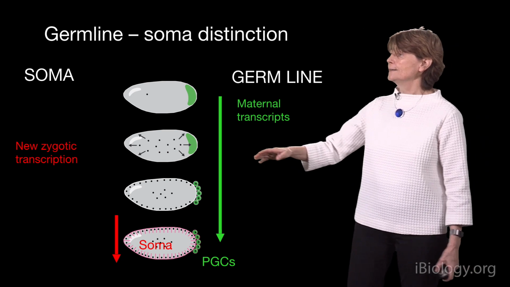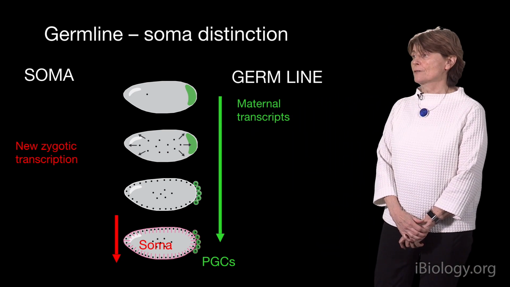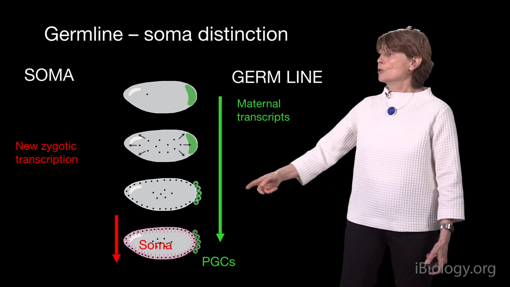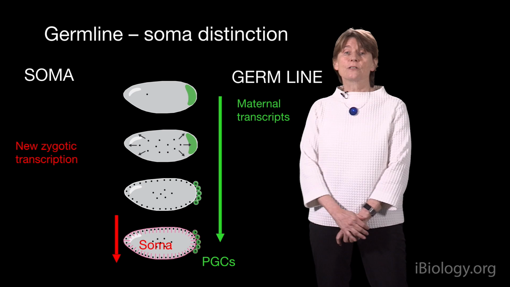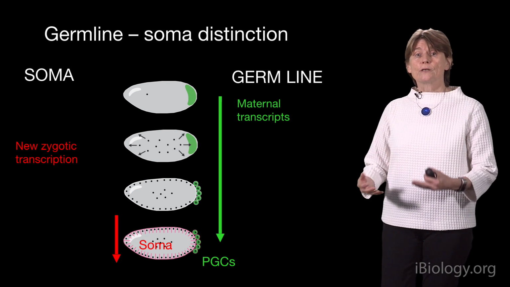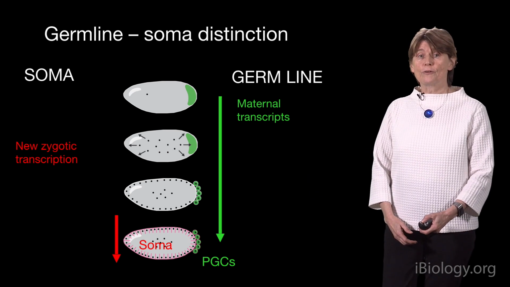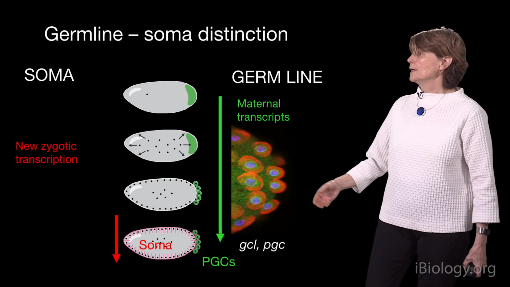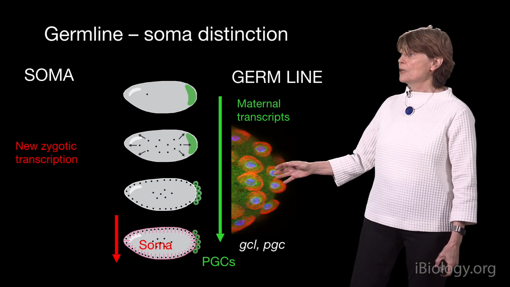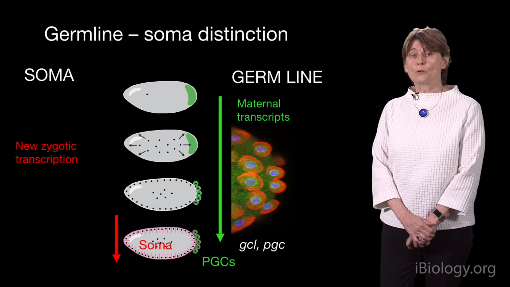On the other hand, the soma requires new somatic transcription. And that means the embryo has to transcribe genes to allow the cellularization event of the soma to occur. So there are 2 separate genetic pathways which regulate these 2 fates of cells. And so the maternal transcripts will lead to the formation of these cells at the posterior pole, which also sometimes are referred to as pole cells.